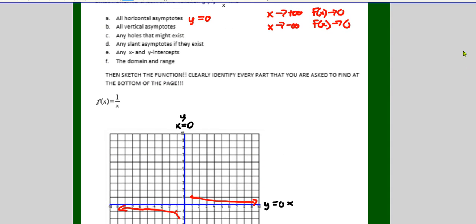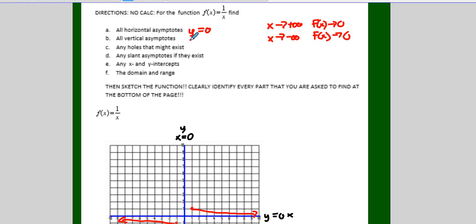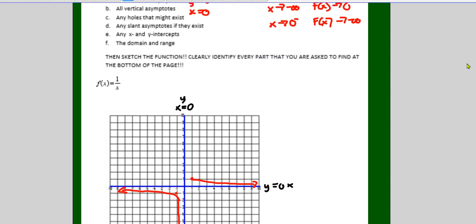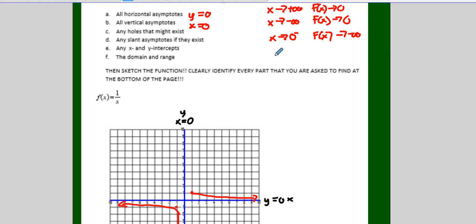Okay, then vertical asymptotes, well, we showed that's going to be x equals 0, because as x goes to 0 from, say, the left, f of x goes to negative infinity. So it's going to go like this. And then as x goes to 0 from the right, that's what the plus means here. This means 0 from the left, this means 0 from the right. f of x goes to positive infinity. So it shoots up. It's closer and closer to that line x equals 0, but never quite gets there.